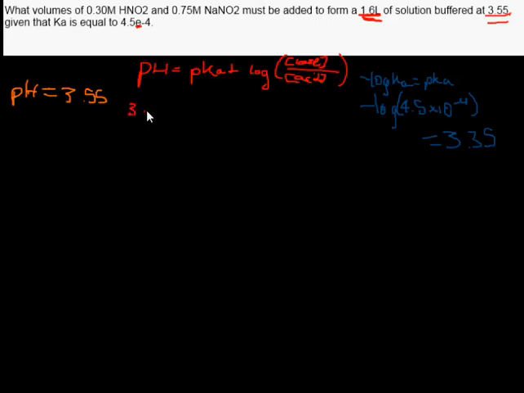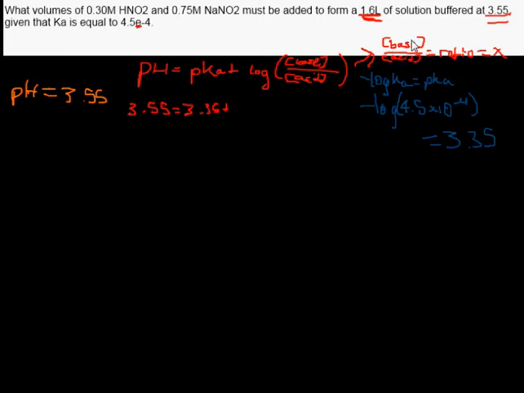So 3.55 equals 3.35 plus, now, what I'm going to do here is say that the concentration of the base over the concentration of the acid is equal to the ratio, which equals X. Now, instead of writing this out, because there's no point, I'm not solving for one of these anyway. I'm solving for the ratio of both of these.